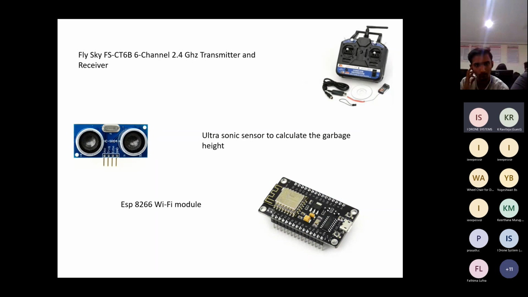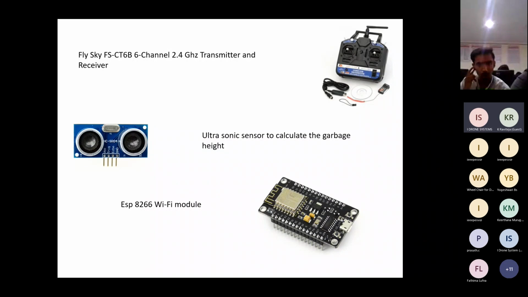And coming to the controller, we are using the FlySky FS i6 model. It has a 2.4 gigahertz transmitting and receiving range, so it can easily cover a range of 100 meters. And coming to the ultrasonic sensor, we are using the HC-SR04, which has a range of 110 meters. This is used to measure the height of the trash in our dustbin.